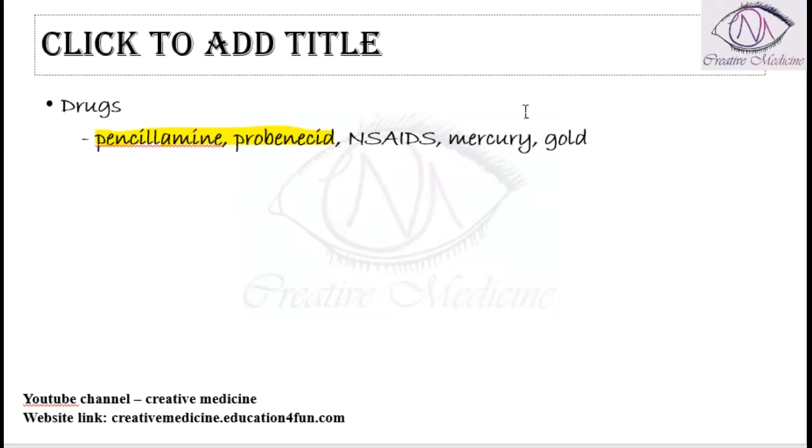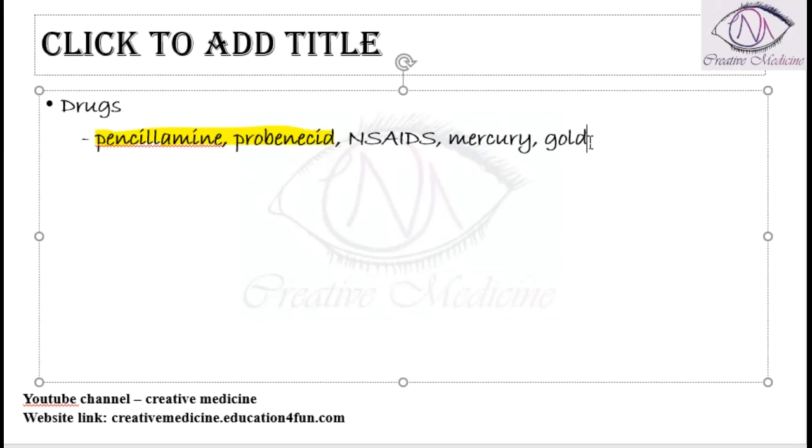Then we also have drugs. Drugs like penicillamine, probenecid, NSAIDs, mercury, gold, trimethadione, then chlormethiazole. So these are the drugs which can cause membranous glomerulonephritis, like gold, penicillamine, probenecid, NSAIDs, mercury, trimethadione, chlormethiazole.